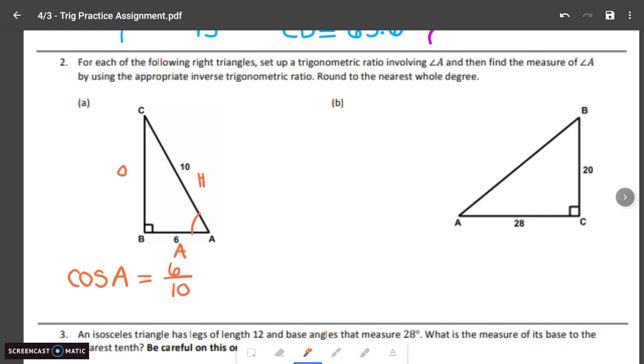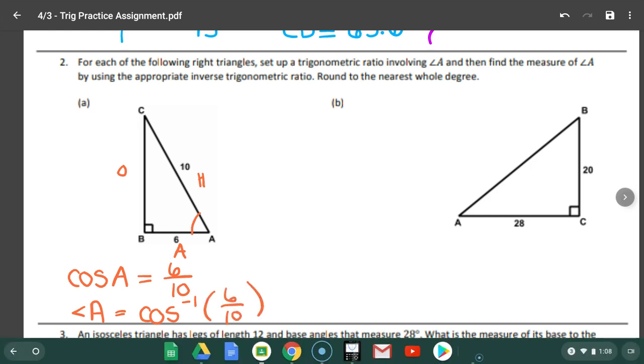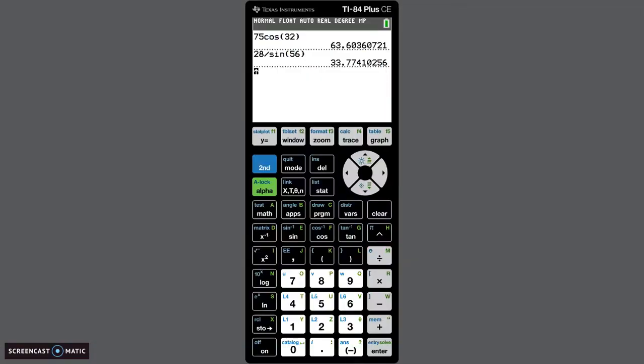Now, when we go to plug this into the calculator, it's different. Anytime you're looking for an angle, we're going to put the inverse of that trig function in there. So the way we access that in the calculator is hitting the second button and then cosine. And we'd have 6 divided by 10. And when we round to the nearest degree, we would get 53 degrees.